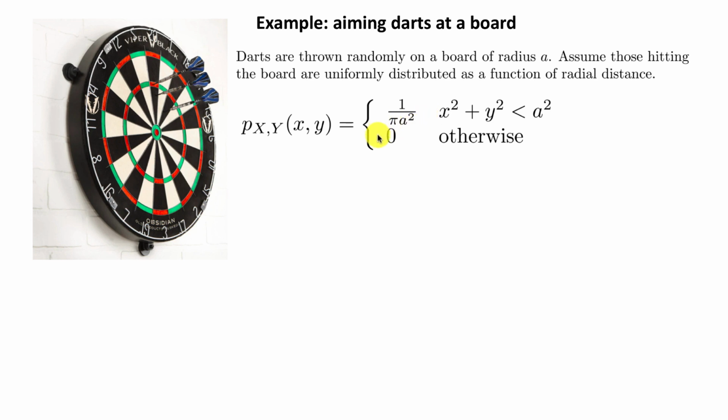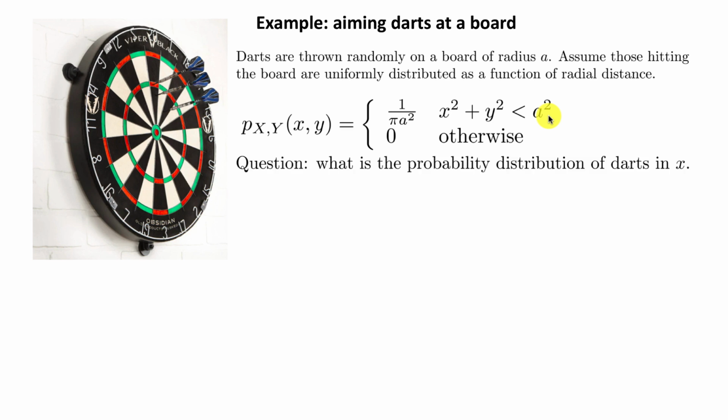And of course, we are limiting ourselves to darts that have arrived on the board, and so obviously this p has to be 0 if this condition is not met. In other words, if that dart has missed the dartboard. We are now asked a very specific question.